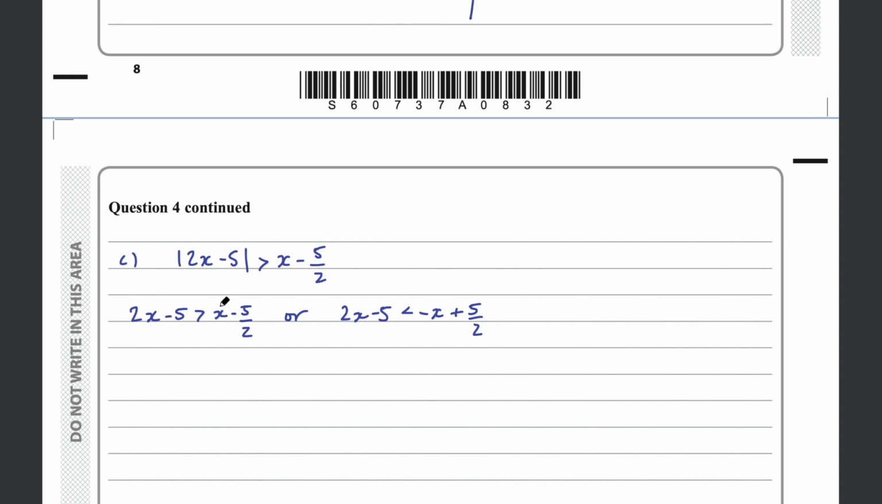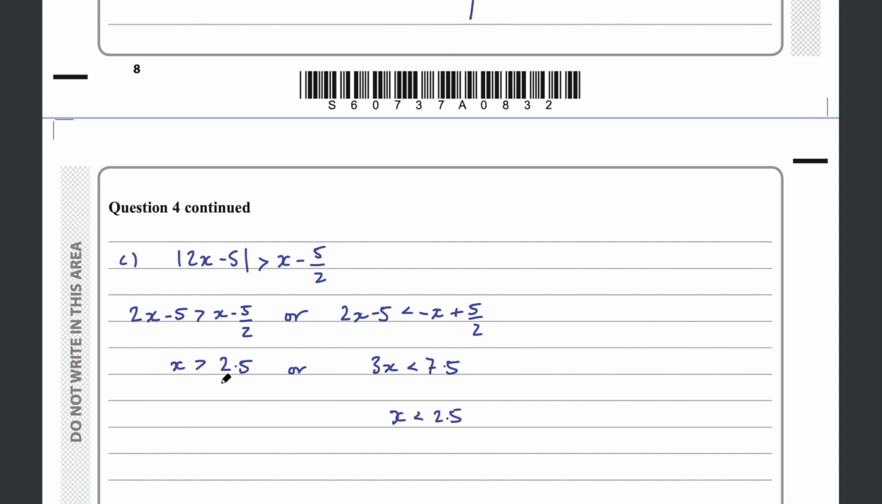So for this one, we could subtract that x from the left-hand side. So we'll have 2x take x is just x. And that's greater than negative 5 on 2, or negative 2.5, plus 5 will be positive 2.5. Or we have this case over here where we have 2x plus x. So we'll have 3x on the left-hand side. And then 2.5 plus 5, which is 7.5. And then 7.5 divided by 3, that's 2.5 as well.